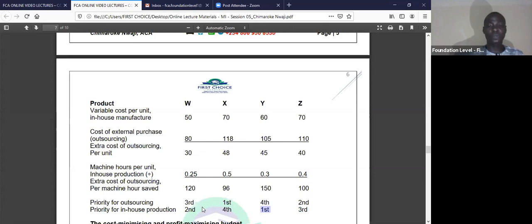So when you've done your priority for outsourcing and your priority for in-house, you know that for outsourcing, the one that is the least takes first. For in-house, the one that is the highest takes first. So that should be your mentality.